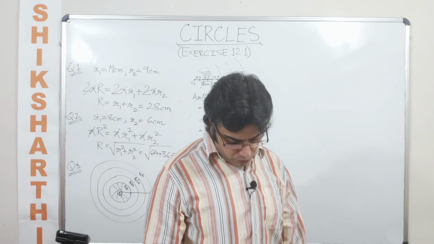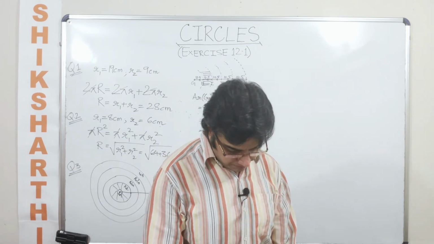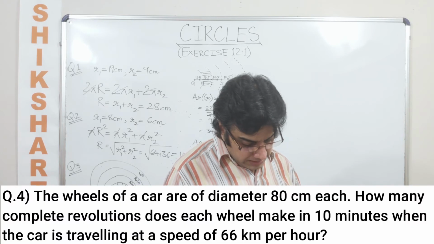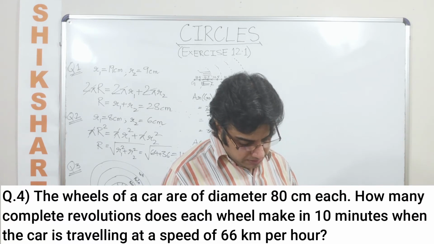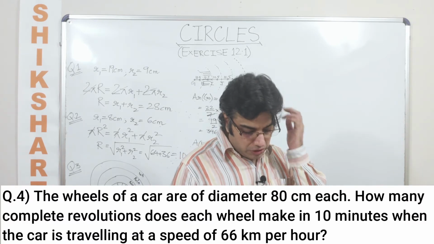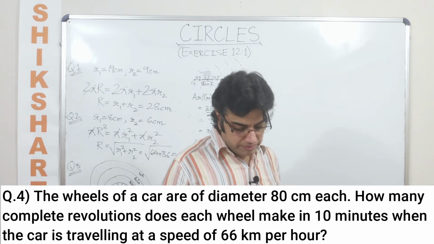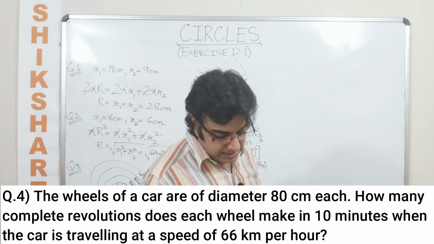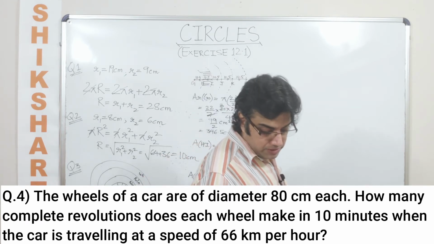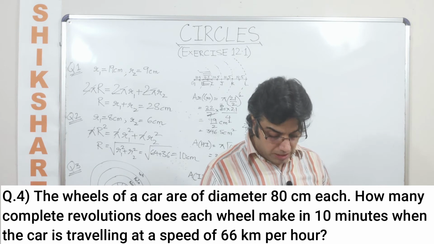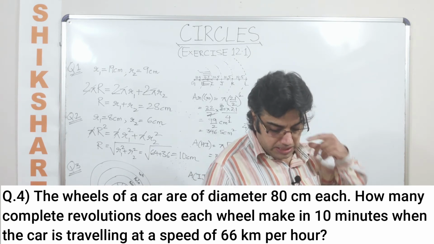Let us move on to the next question, and the next question here is, the wheels of a car are of diameter 80 centimeter each. How many complete revolutions does each wheel make in 10 minutes where the car is traveling at a speed of 66 km per hour? How many complete revolutions does each wheel make in 10 minutes?